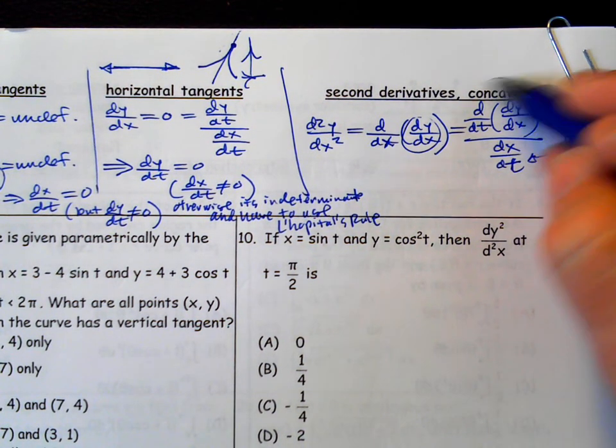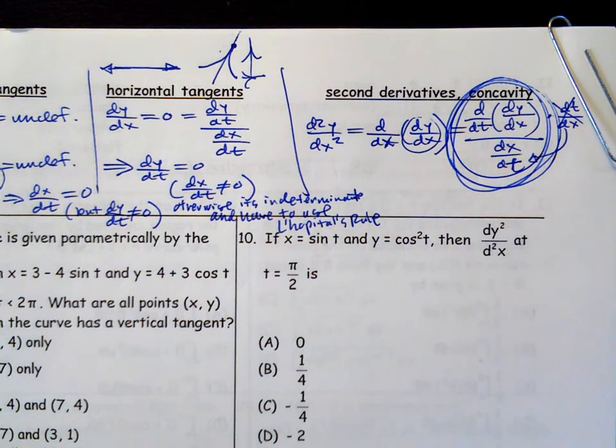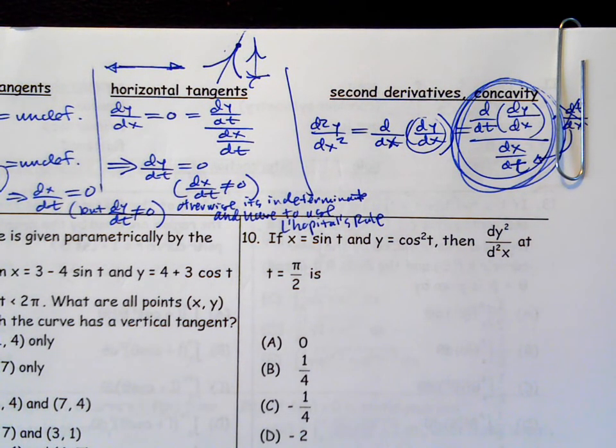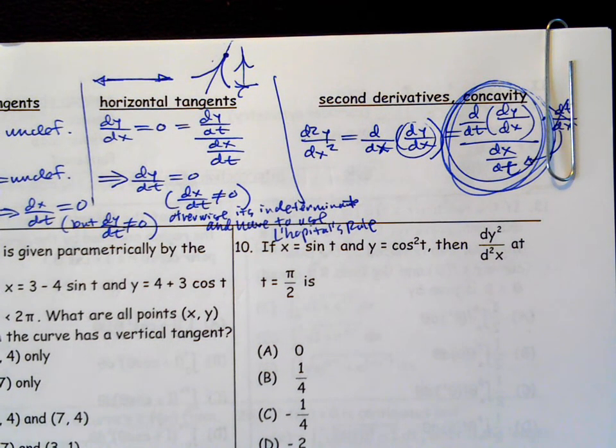But the thing is, it might only come up once or twice on your whole AP test, on multiple choice or free response. So that's one of the reasons it's hard to use too, is that we just don't use it that often.